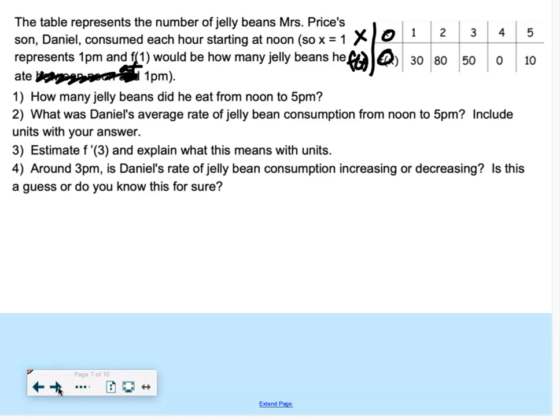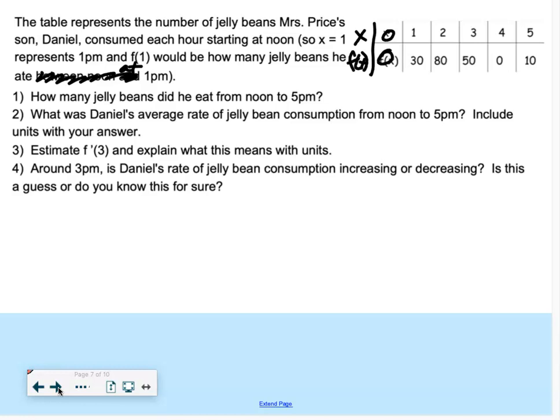So the table to the right represents the number of jelly beans Mrs. Price's son Daniel consumed each hour starting at noon. So x equals 1 represents 1 p.m. And f of 1 would be how many jelly beans he ate at 1 p.m. Now, for purposes of this problem, let's just say he didn't eat any in between. So at 1 p.m., a timer went off and he threw 30 jelly beans into his mouth and swallowed them. Then at 2 p.m., 80 jelly beans went in. You haven't seen my son Daniel, he could do it.